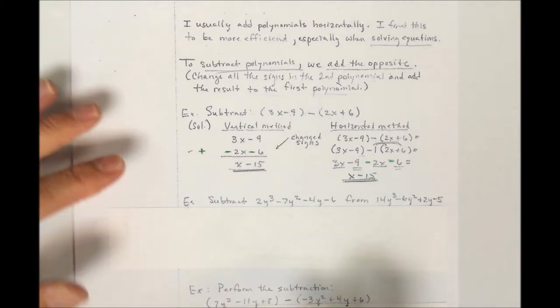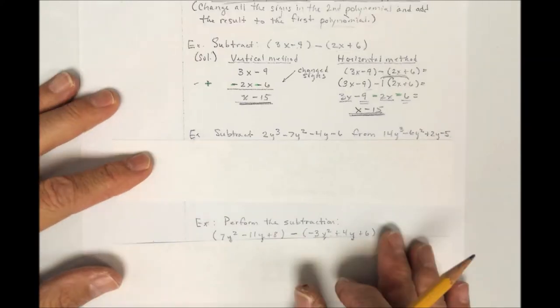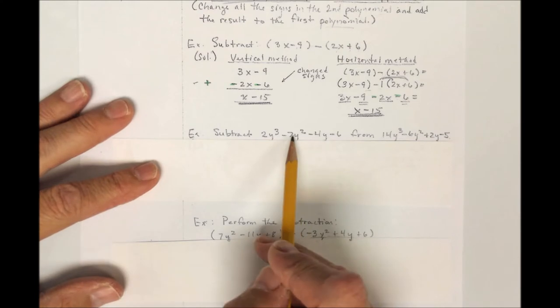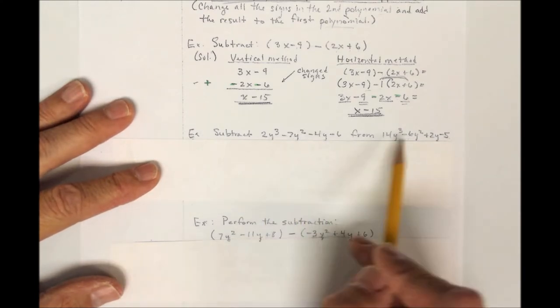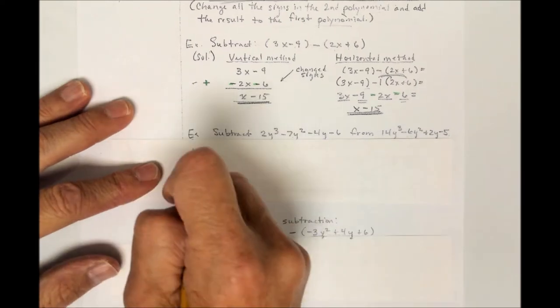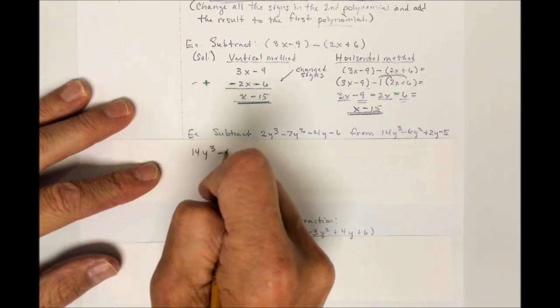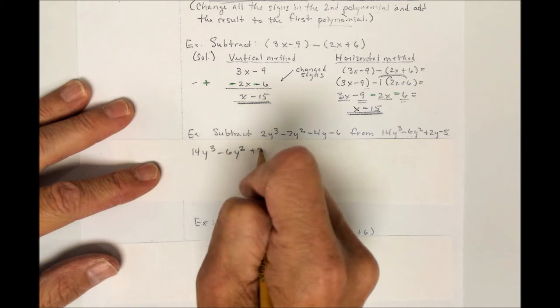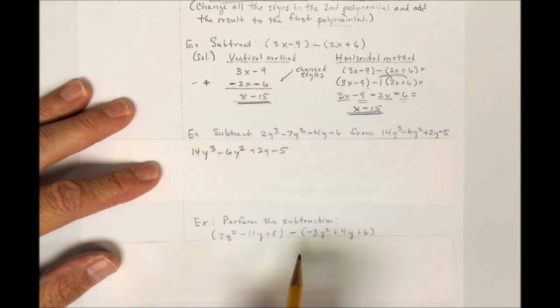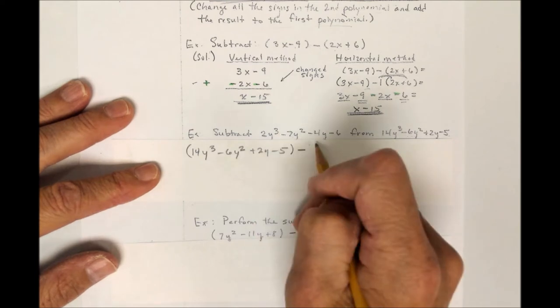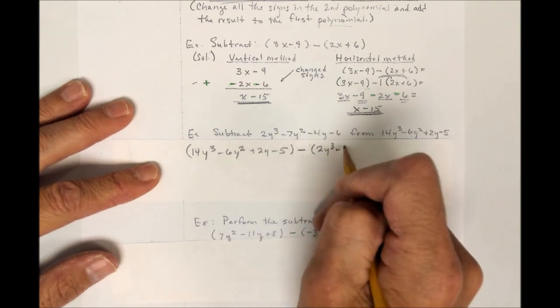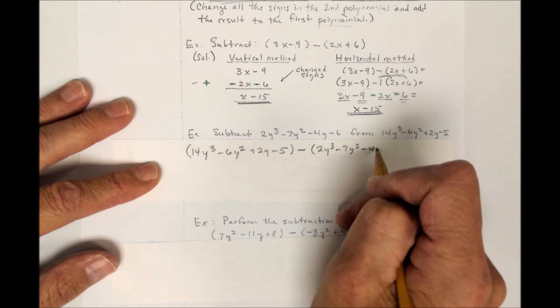Now, here I kind of double-crossed you, but the way I wrote this down, it looks like this should go on top and this should go on the bottom, but I'm subtracting this from this. So I'm going to put the 14y to the third minus 6y to the second plus 2y minus 5 first, and then from that I'm going to subtract the 2y to the third minus 7y to the second minus 4y minus 6.